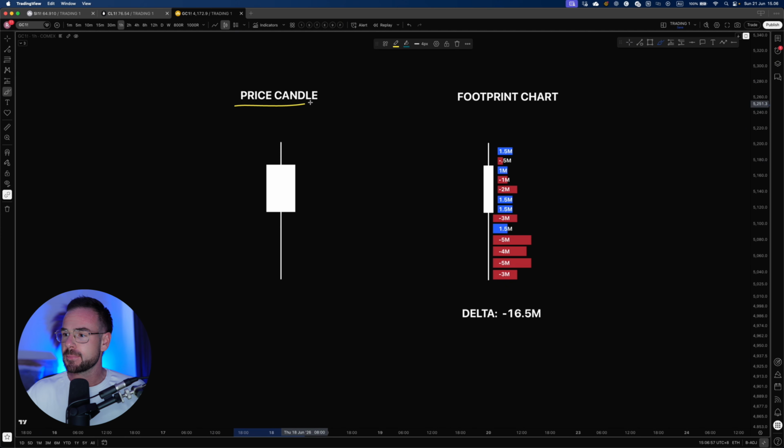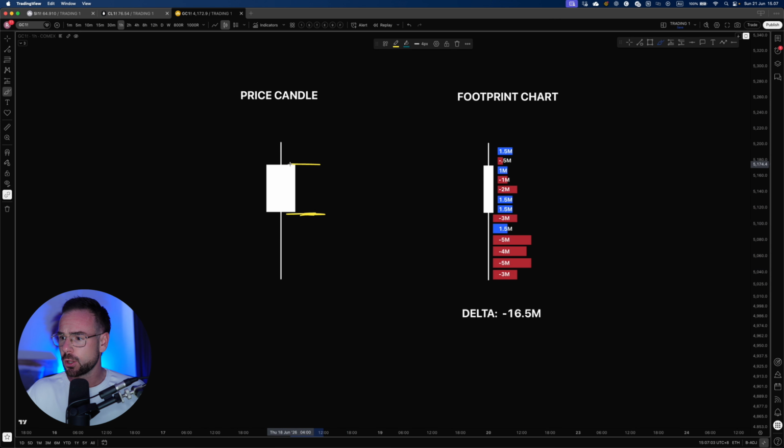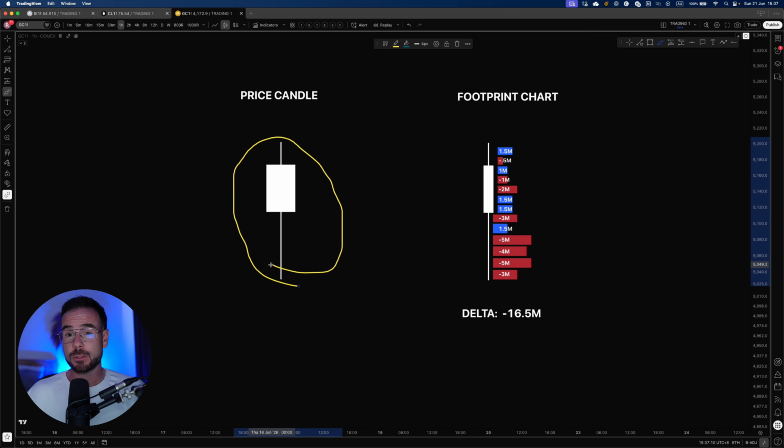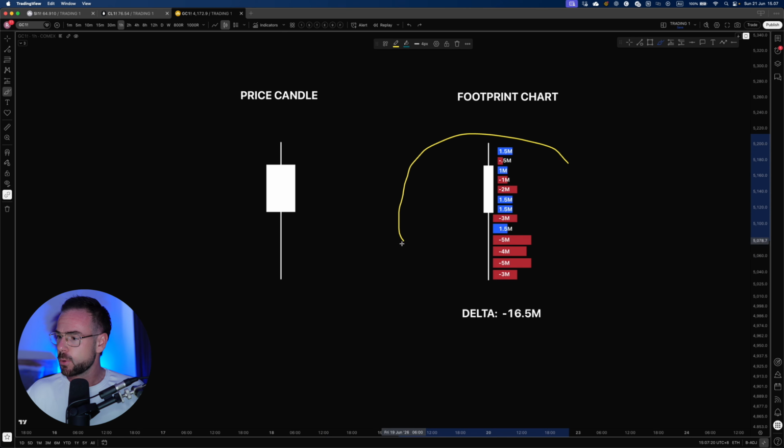So on the left, we have our price candle. This is all the information you get on a price candle: the open price, the close price, the high, and the low. You don't know how many market buyers and sellers were in this candle and at what point. So if we have a bullish bias and we're looking for long trades from a location, we can use the footprint chart, which gives us much more information on what's actually happening inside that candle.